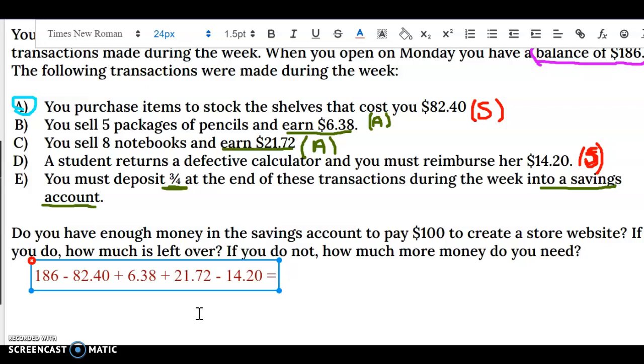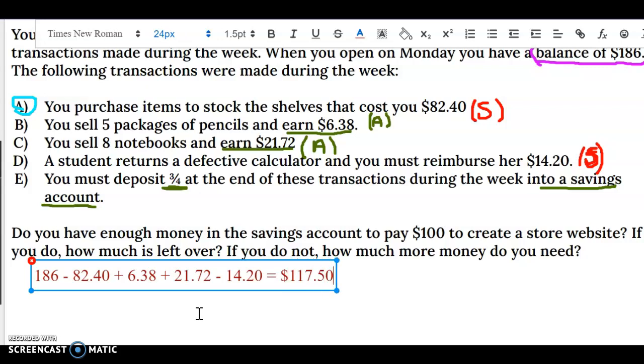So on your calculator, remember, you can use your calculator. I'm going to put 186, subtract 82.40 into my calculator. I am then going to add $6.38. I am then going to add $21.72. And I'm then going to subtract $14.20. And you should get a value of $117. I'm going to put a dollar sign on this one.